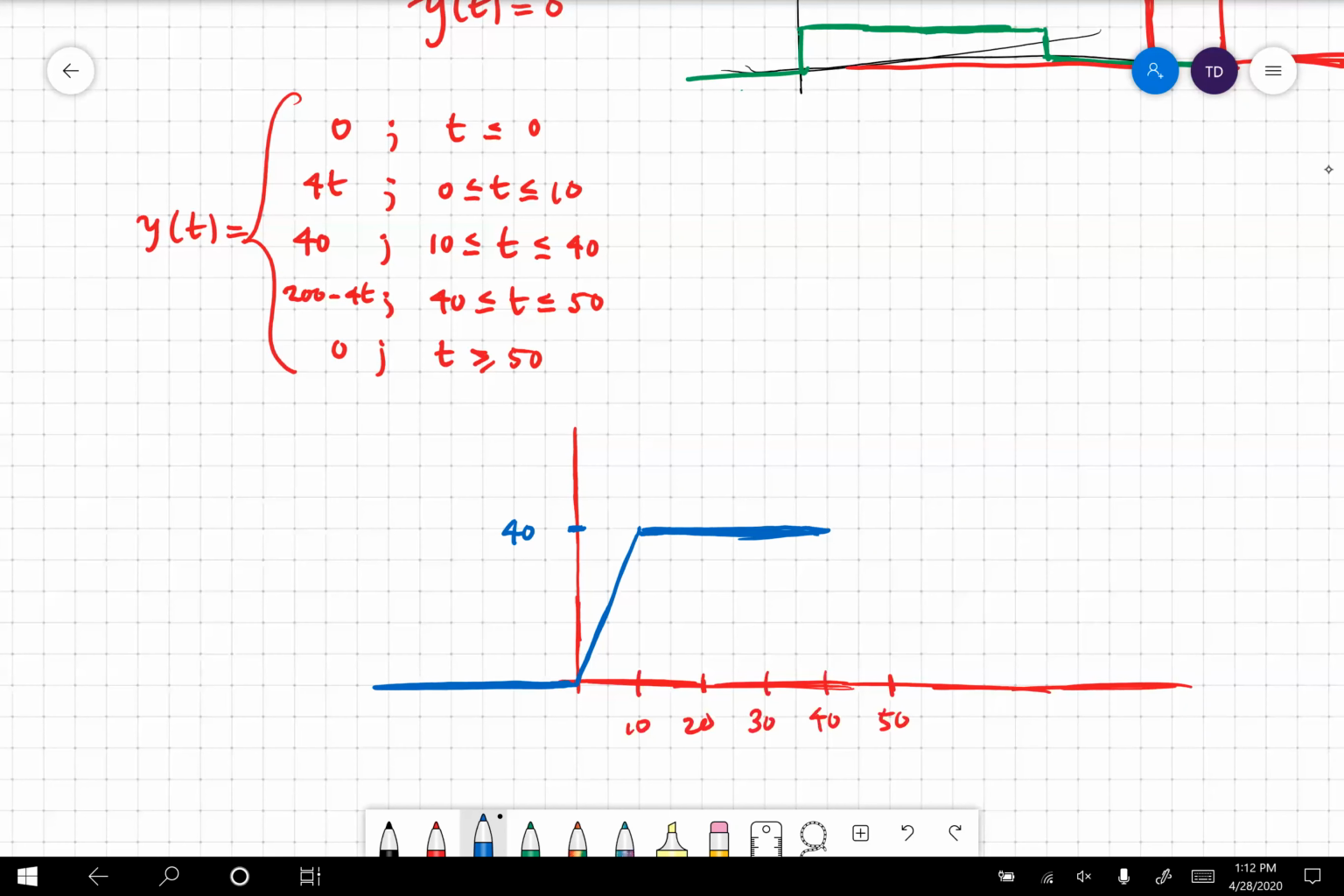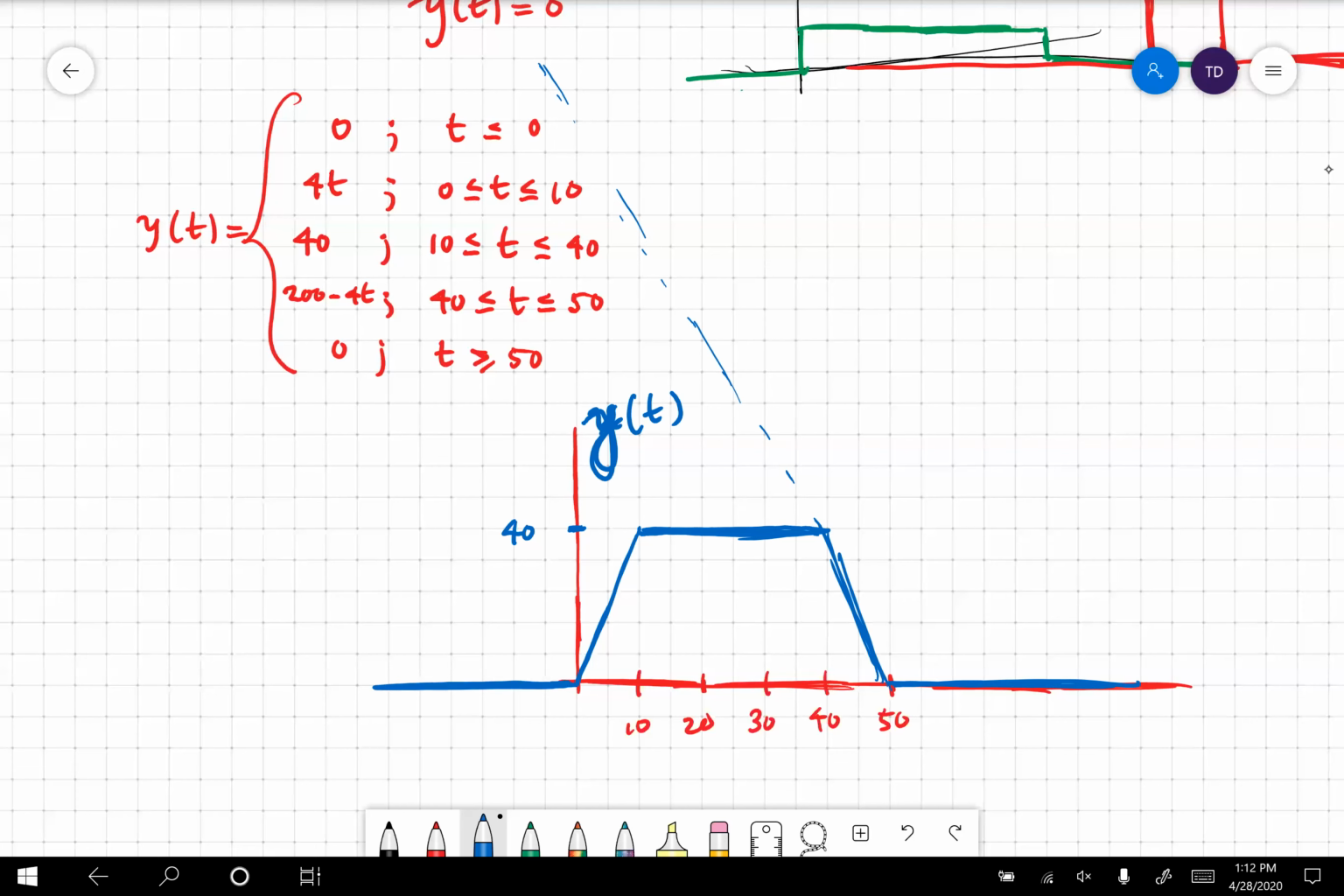And then 200 minus 4t, believe it or not, is a sloping line just like this. If it were to continue, this line would intersect the y-axis over here at 200, sloping downward. Slope was minus 4, and then 0. There's our function. This is y of t. Sorry, not x of t. This is y of t. That's the output.